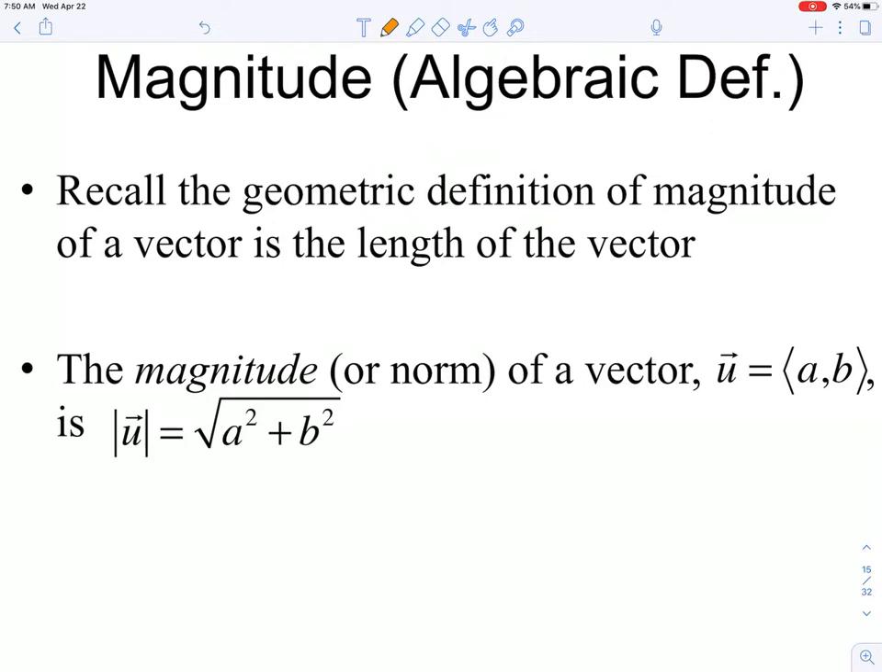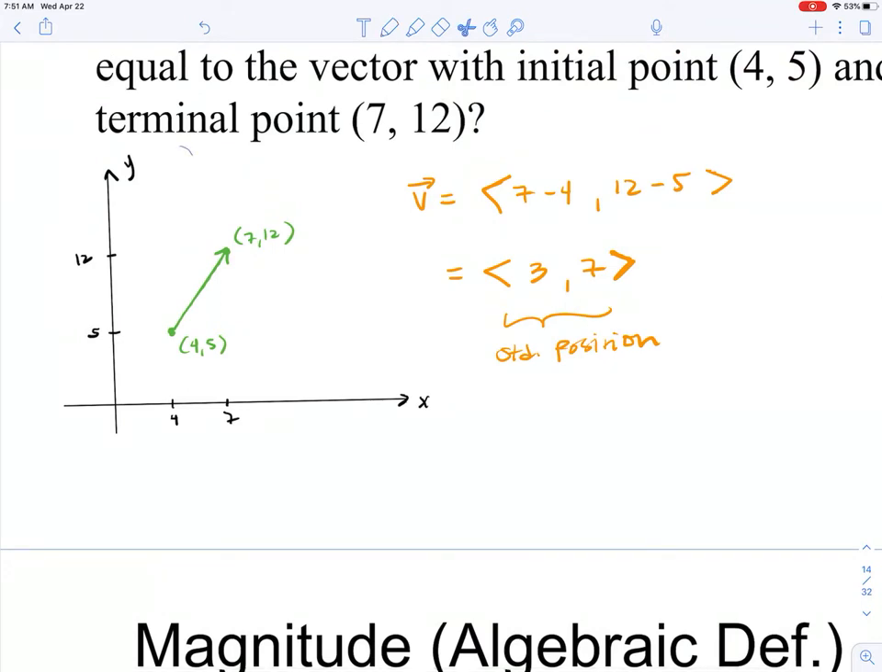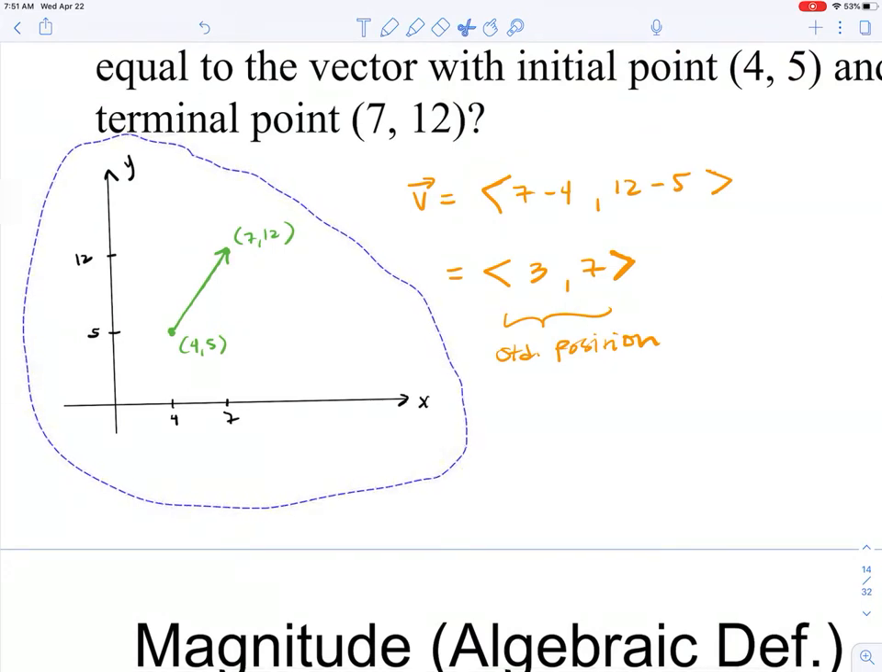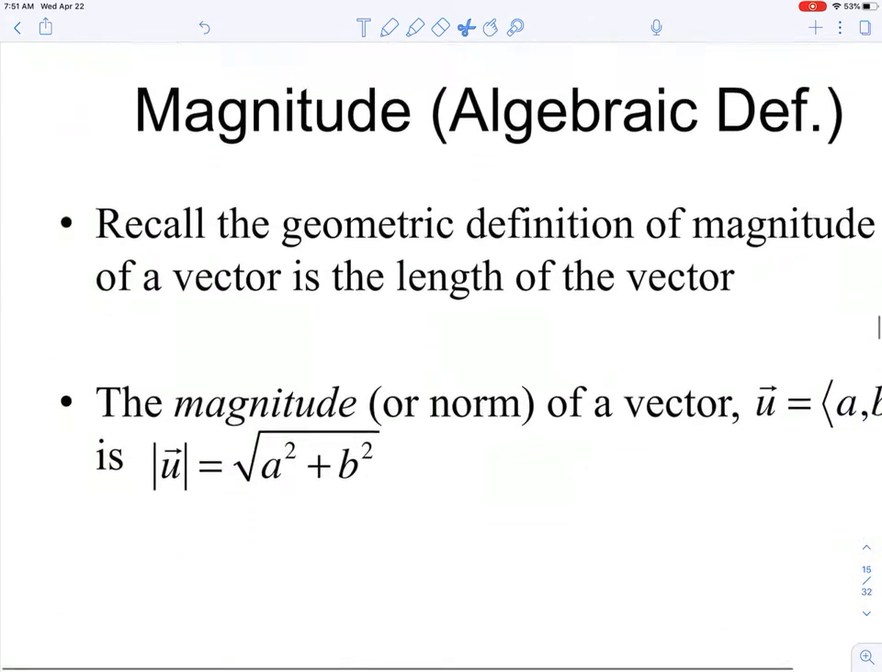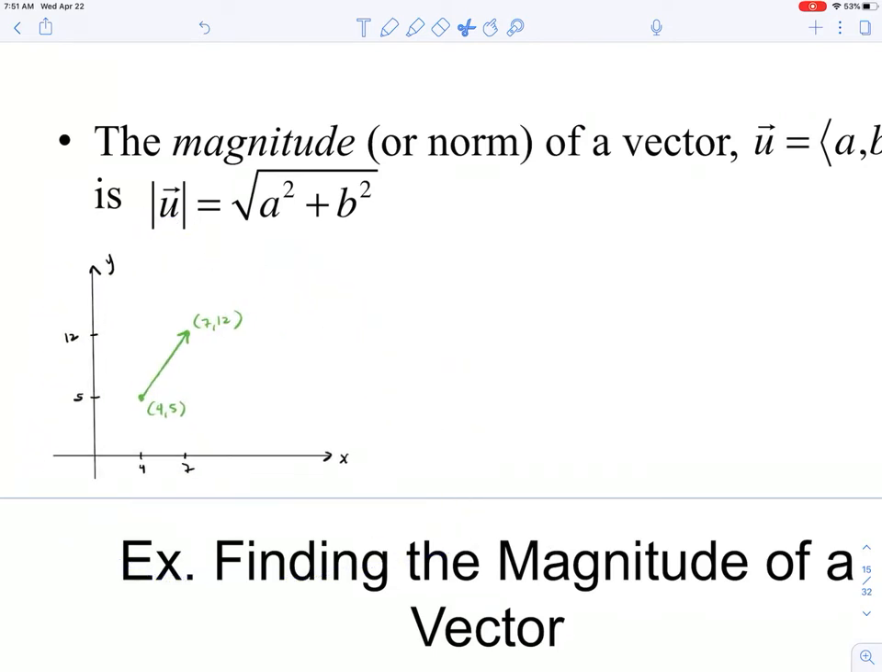So we've already talked about the geometric interpretation of magnitude of a vector, right? It's the length of the vector. So to calculate the magnitude, which is also known as the norm of the vector, you're basically calculating the distance between 2 points in the xy plane, right? Since we're talking about a two-dimensional vector, it would be the distance between 2 points in the xy plane, so in 2 dimensions. So if I go, let's use this vector described in the previous example.